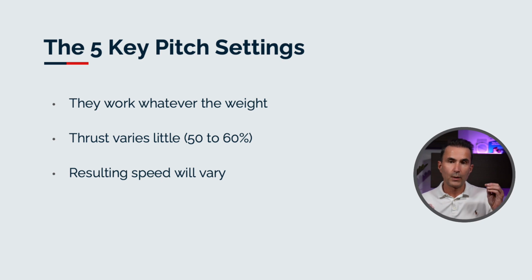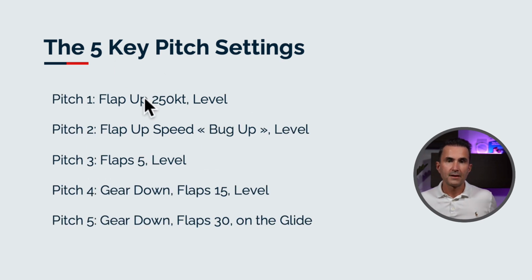What will happen is if the weight is lower, your resulting speed will change. So for instance, if your flap up speed on a Boeing or your green dot speed is 220 knots on a heavy plane, on a lighter plane, it will be 210 knots, but the pitches will be the same. Okay, good. So these are the 5 key pitch settings.